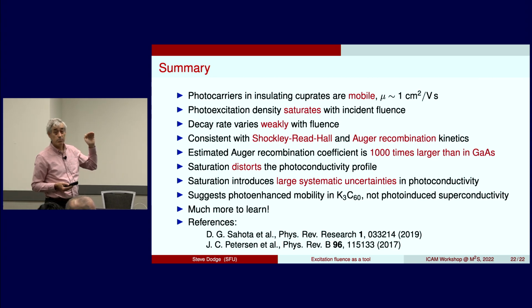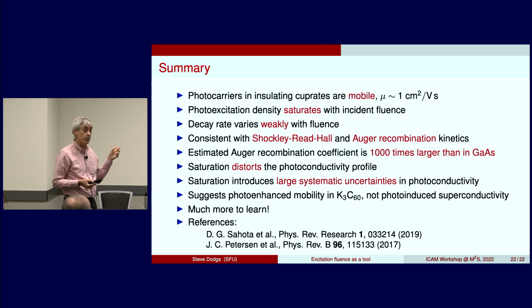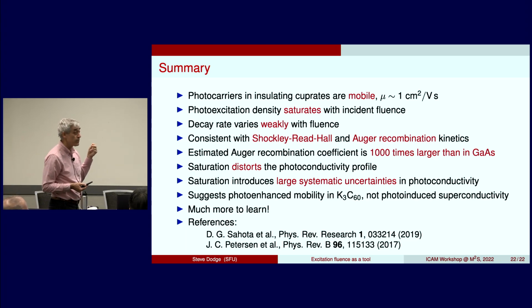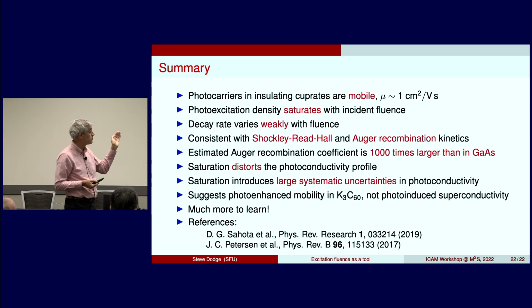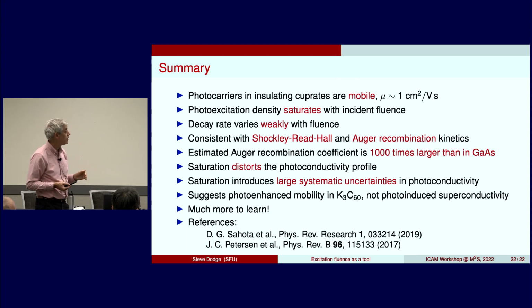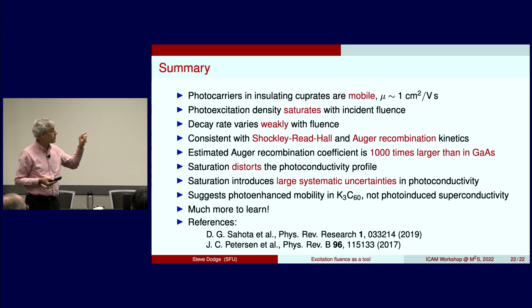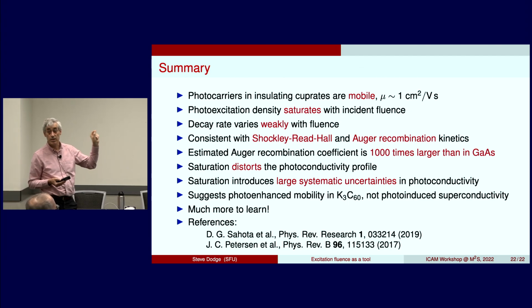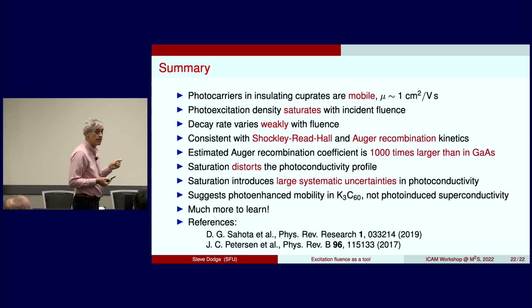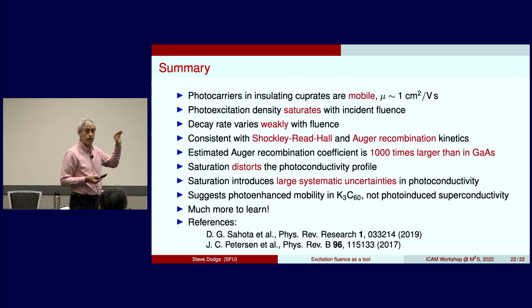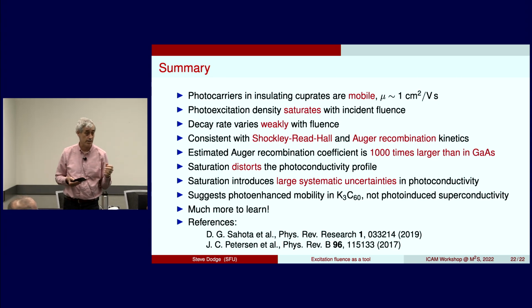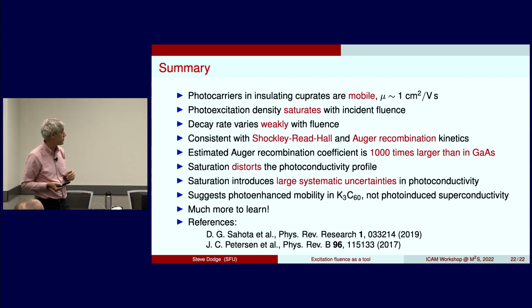They exhibit recombination, and the mechanism for the saturation, we think, is due to a combination of Shockley-Read-Hall and Auger recombination. And I didn't mention this, but the recombination coefficient that we obtain from our fits is 1,000 times larger than gallium arsenide. And so there's a hint here that strong correlations are playing an important role in the many-body recombination process that's leading to the saturation.